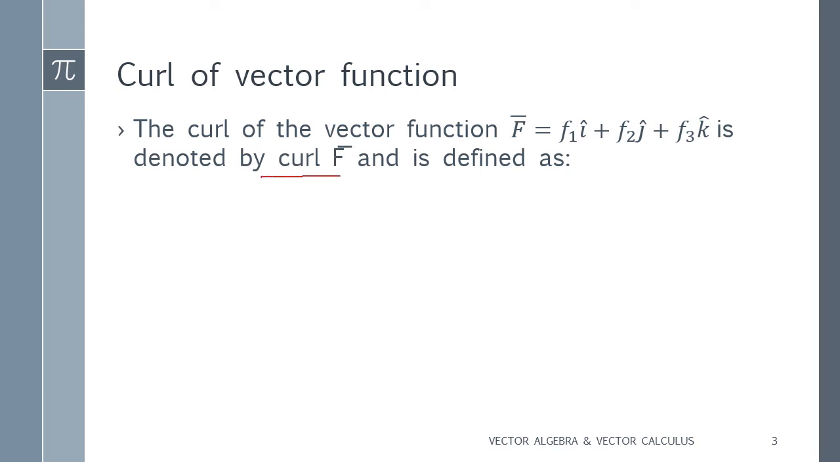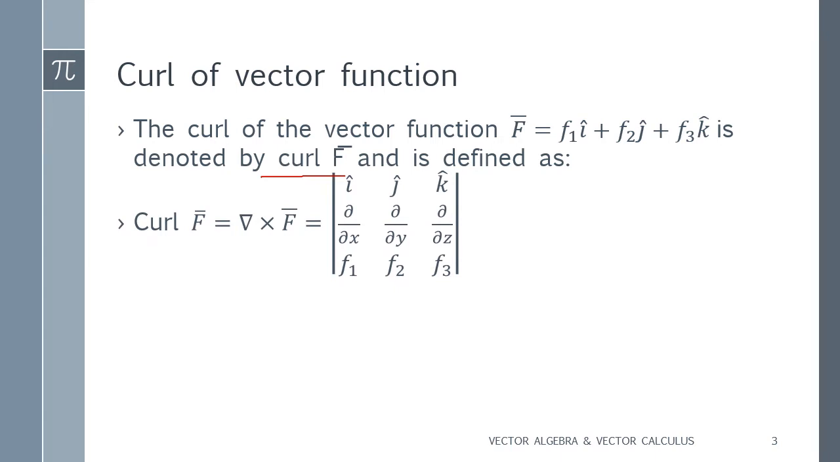There it was divergence f. Here it will be curl f, and it is defined as, again this one has its own formula. As we all know, curl means cross product. So curl f means cross product, and you know the cross product because we just did cross product previously and how we can write it.